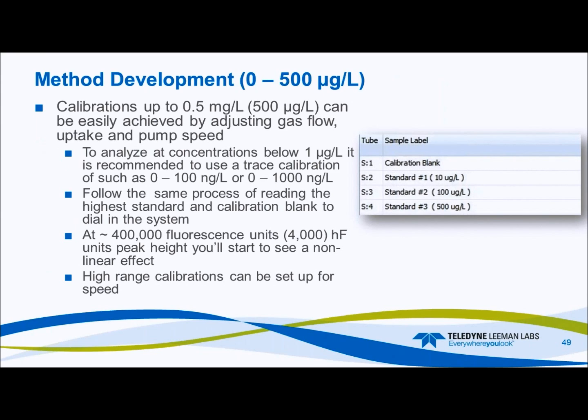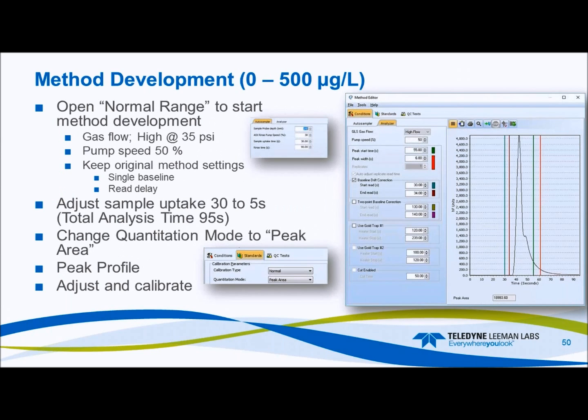So calibrations up to 500 ppb. So again, let's get out of the nanogram per liter mode and get into microgram per liter mode. So 500 ppb is possible. It's not a misprint. So to analyze concentrations below a 1 ppb, I recommend the use of trace type mode. And we're going to follow the same process of reading the high standard and read the blank. You've got to remember now that 400 fluorescence units, or in our case about 4,000 HF, we kind of get into the nonlinear range. But high calibrations can be set up for speed, and we can do this really, really fast.